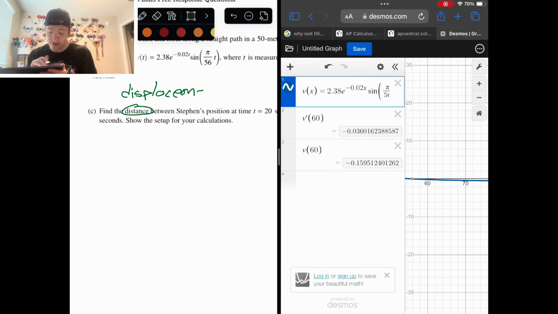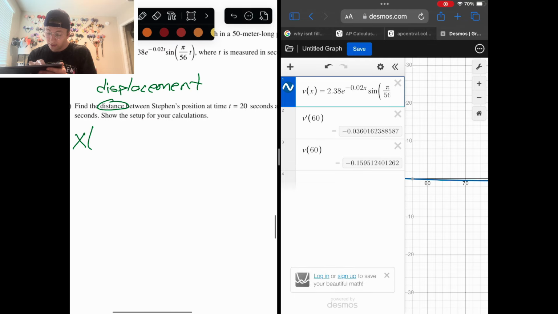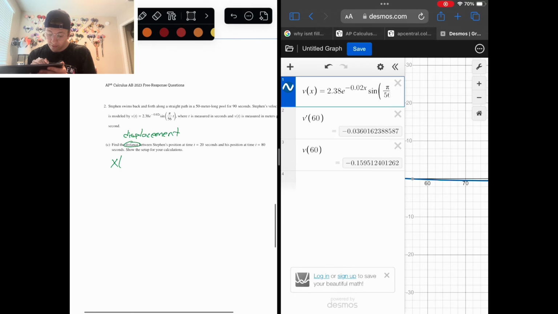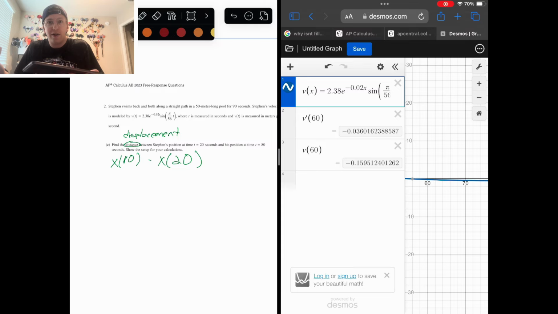And that is just, hey, your position at, in this case, 80 minus your position at 20. That's where your gut brain's got to go. And how do you do that? You just figure out, hey, what's our integral from 20 to 80, right? That's just FTC part 2. So how we're going to calculate this is integral from 20 to 80 of our velocity function, and we're going to integrate that.